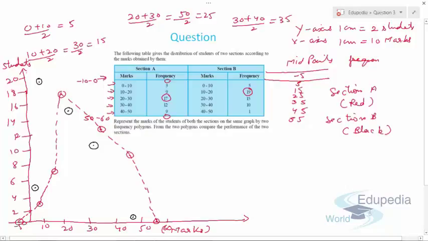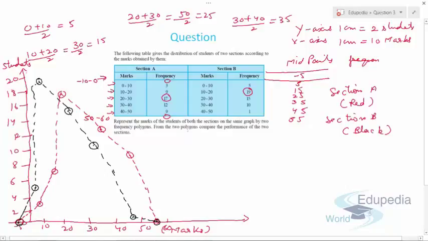Now first of all, we connect the data with dotted lines, right? Now we use the preceding and succeeding class, so this will be the point and this will be the point. So we close the polygon like this. So these are the 2 polygons we have.